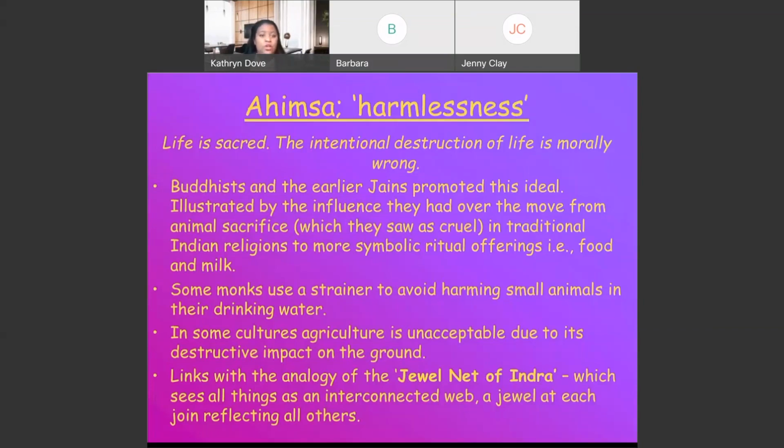In some cultures, agriculture is unacceptable because it's considered raping the ground. Have you ever heard that? When you overcrop, overplant, overuse land, it takes so much out of the land that maybe the next season you can't grow any crops on it. So in certain cultures, agriculture will be unacceptable.